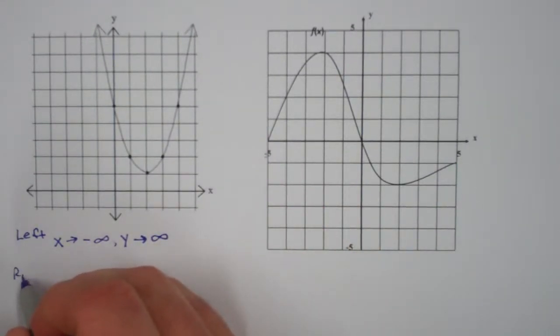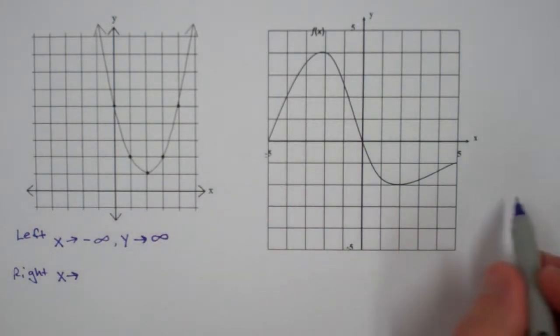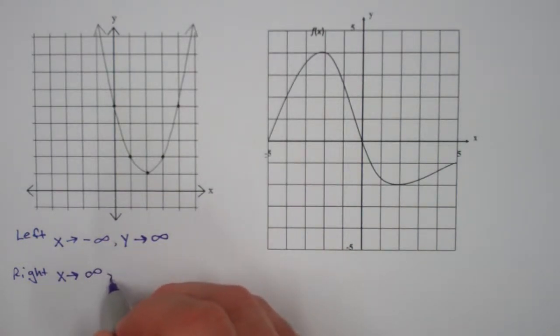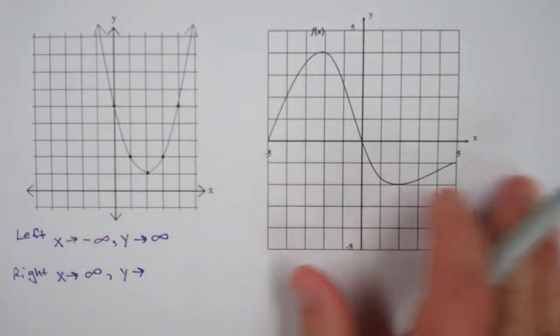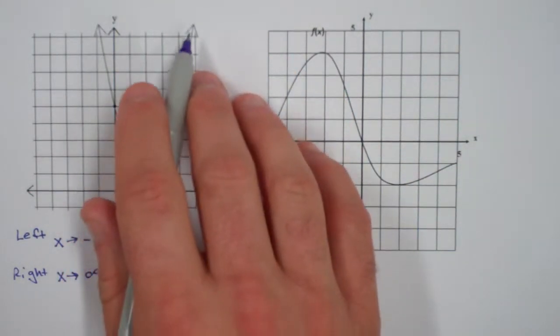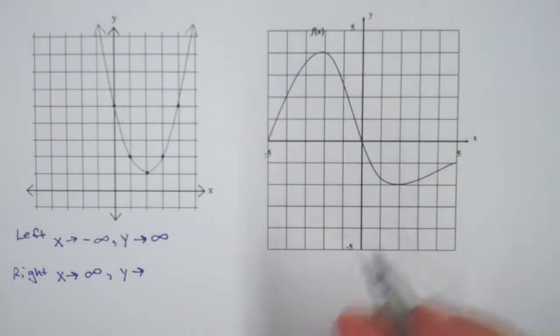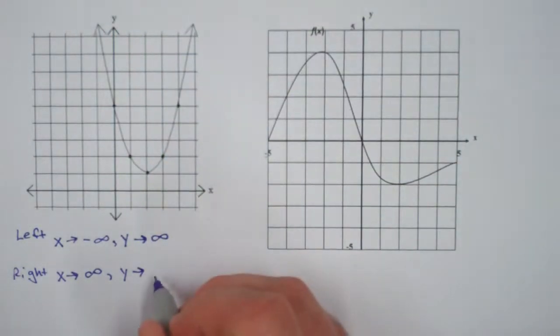The right end behavior would be as x gets very large or approaches infinity, we're wondering what does y do. So as the graph goes to the right, all the way down to the right-hand side, what does the end of the graph do? And we're looking for the y value here. So the end of the graph goes to positive infinity.